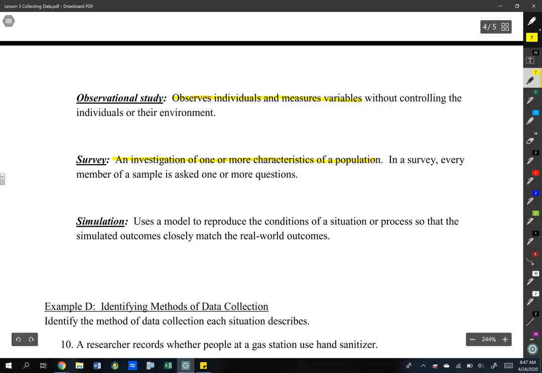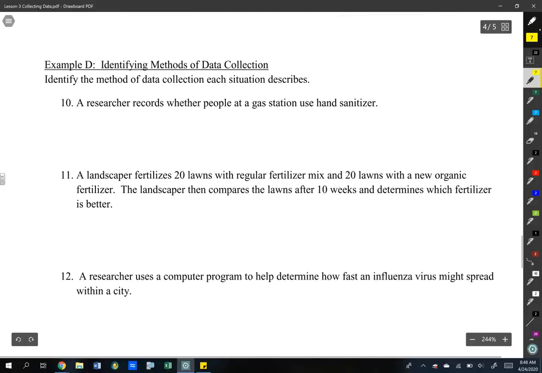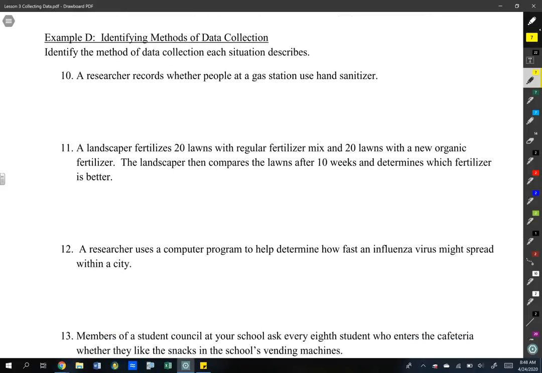In a simulation, you use a model to reproduce the conditions of a situation. So keyword, using a model, so that the simulated outcomes closely match the real world outcomes. All right, again, I would suggest right here, you pause the video, see if you can identify the method of data collection for each of these scenarios, and then restart the video and see if you got them right. Best way to test your understanding.